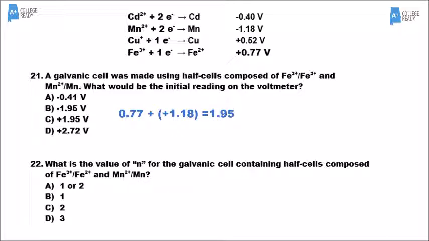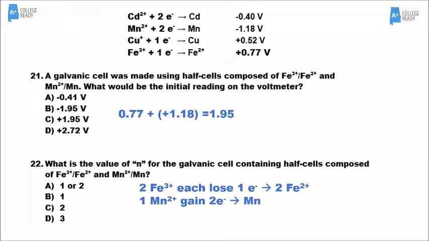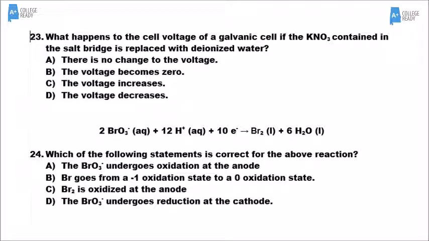N is the number of moles that are transferred in an electrochemical cell. So if we look at what's going on, there are two irons, each losing one electron to become iron with a 2+. One manganese gains 2 electrons. The reason why we had to put a 2 in front of the iron is to balance out the electrons lost with the electrons gained by manganese. So how many total moles of electrons are being transferred? Just 2.